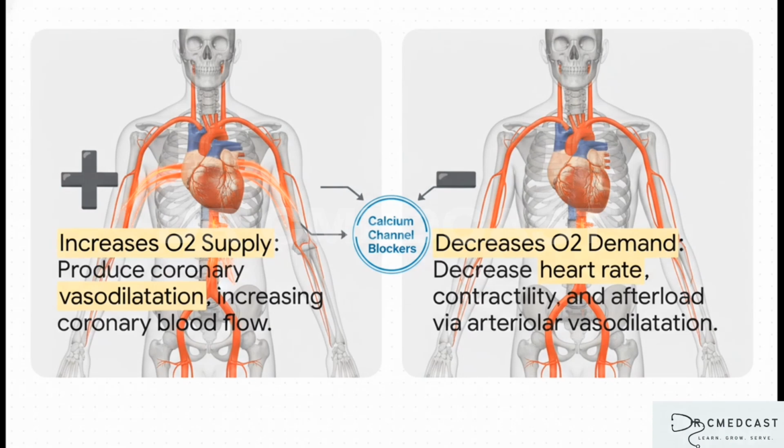And this just shows their powerful dual action. On the supply side, they are potent vasodilators of the coronary arteries, directly boosting blood flow. This makes them a go-to choice for vasospastic angina. And on the demand side, they relax the peripheral arteries, which lowers blood pressure, or afterload, and some of them can even slow the heart rate. It's a real 2-for-1 deal.